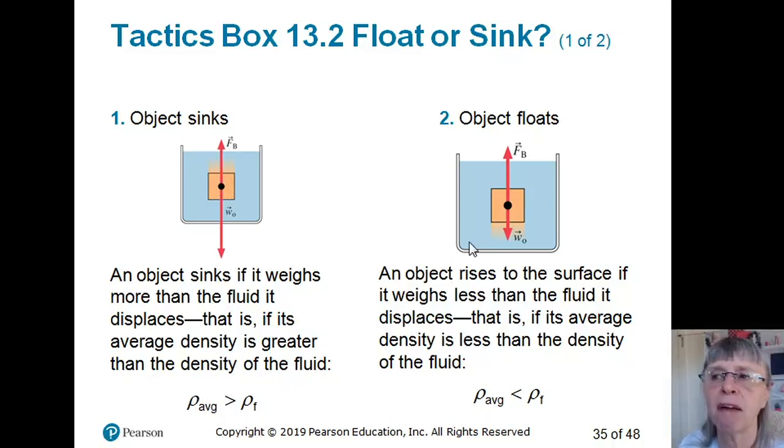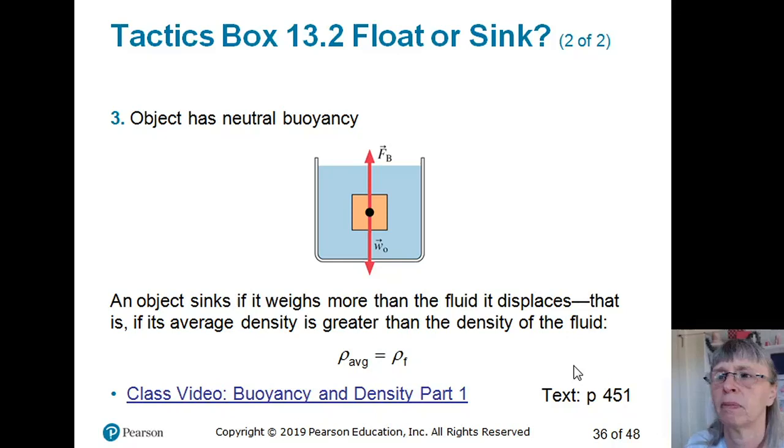If the average density of the object is less, that means that the weight in this volume will be less than the weight of the water displaced. That means the buoyant force is going to be larger than the weight, because the buoyant force is the density of the liquid times that volume, while the weight is the density of the object times its volume. So in this case, the buoyant force is larger than the weight, and the object will tend to float up.